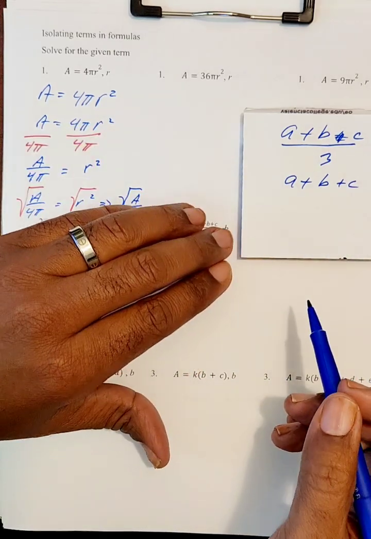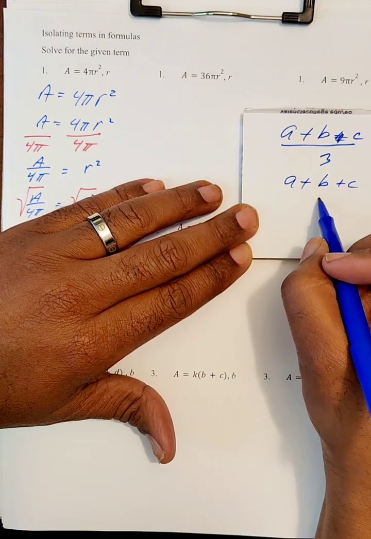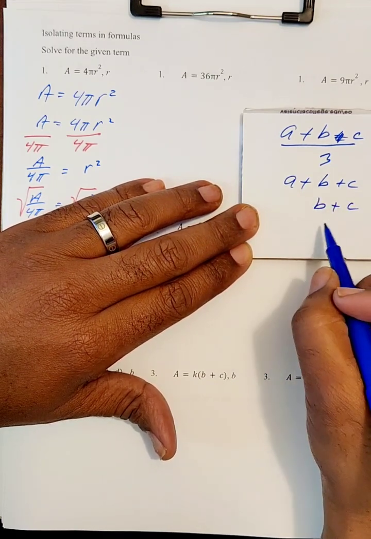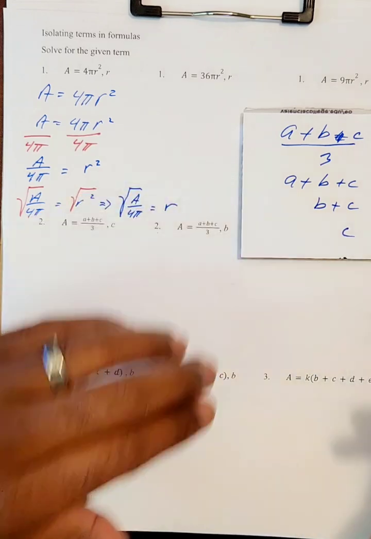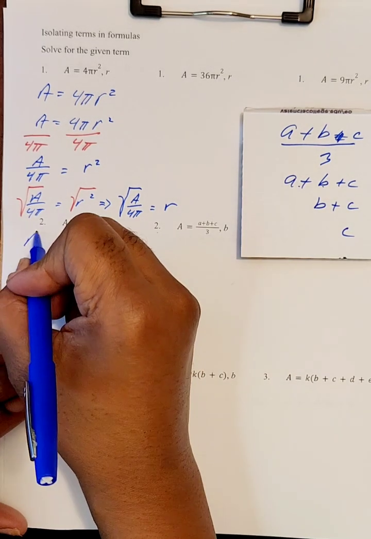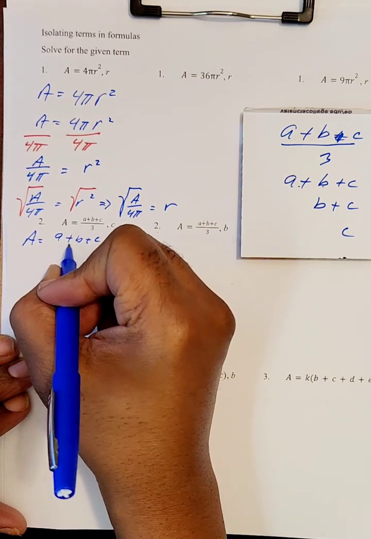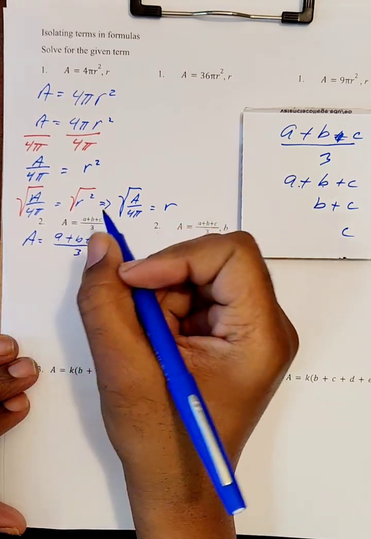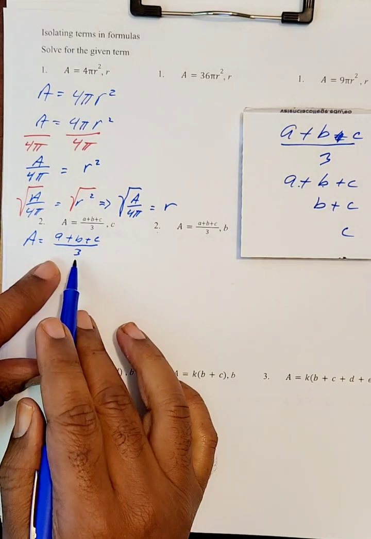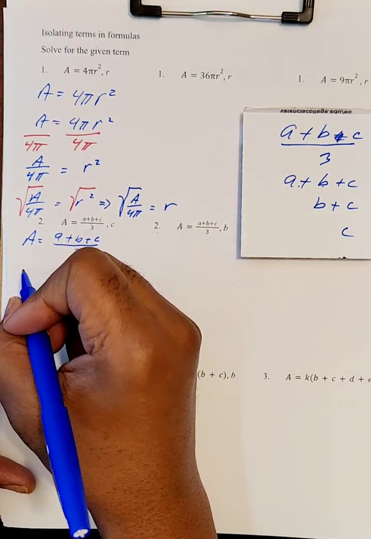From there, we can get rid of the a term, and we'll be left with b plus c, and then we'll get rid of the b term, we'll be left with c. So that's the order. We're going to go for the 3 first, then the a, then the b, and we'll be left with c. So a equals a plus b plus c all over 3. And this is a dividing 3, so to get rid of a dividing 3, we're going to use a multiplying 3.